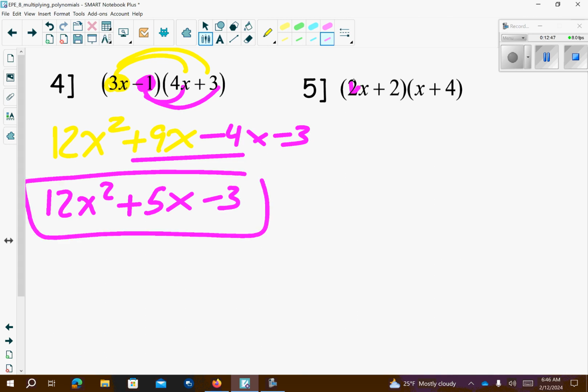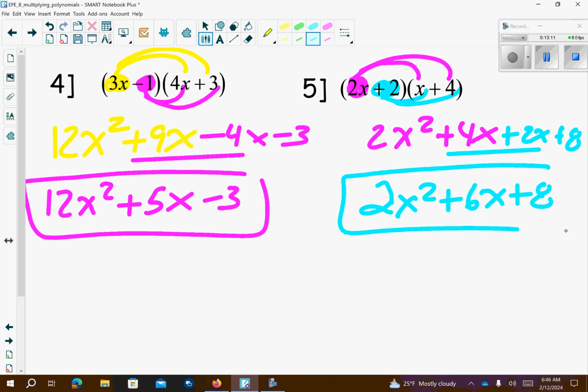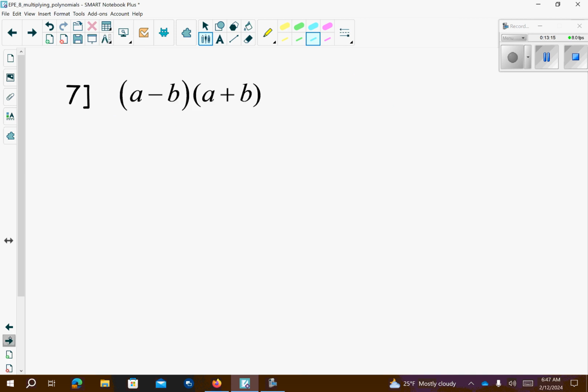Let's continue. We're going to distribute 2x over the parentheses. 2x times x is 2x squared. 2x times 4 is 4x. Let's distribute 2 over the parentheses. So I'm going to get plus 2x. And then 2 times 4 is 8. These are like terms, so combine those together. So I get 2x squared plus 6x plus 8. There it is.